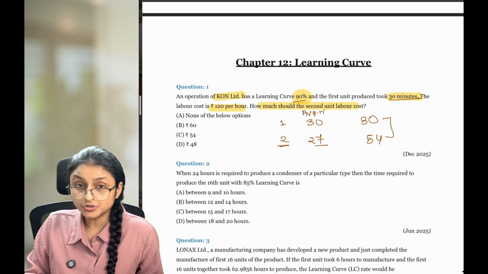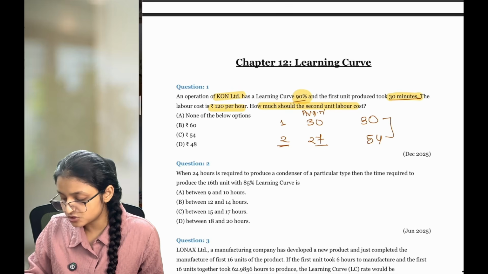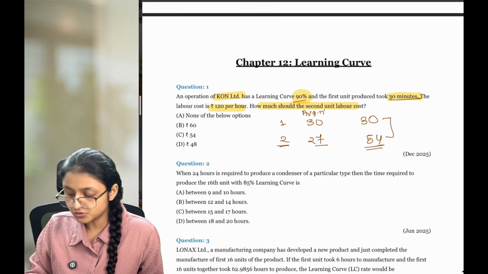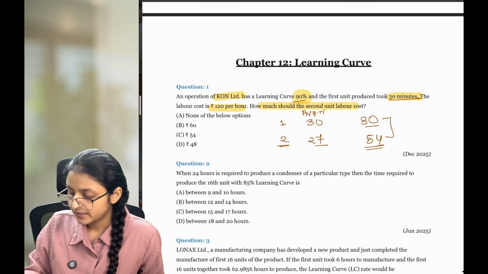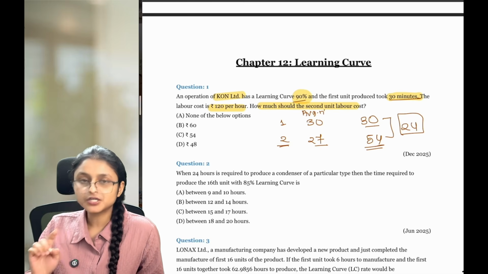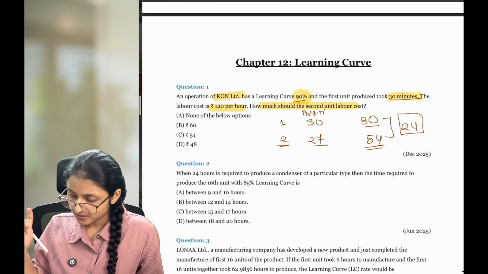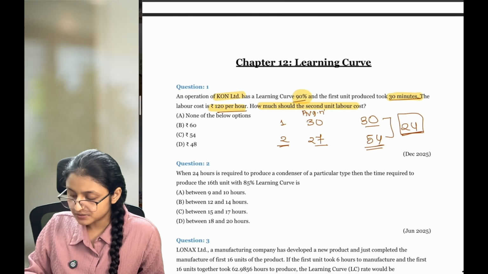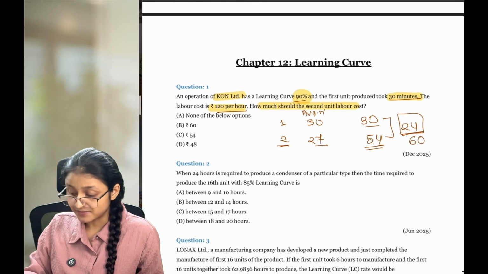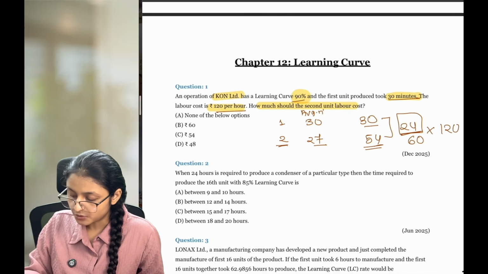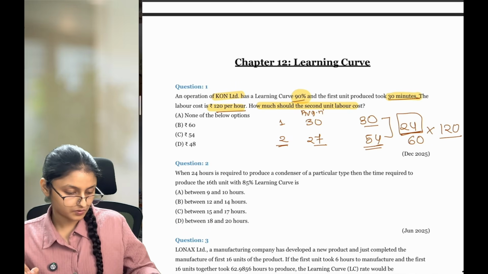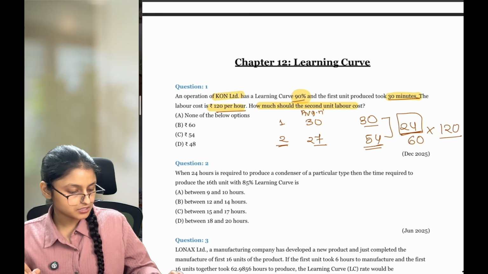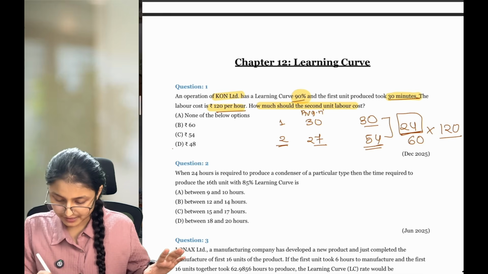That means for the second unit specifically, what is the extra time which you have taken? 54 for all the 2 units, for the first unit 30. Hence, for the second unit, we have taken 24 minutes. Okay? Now, 120 per hour is the rate applicable. If this is minutes, I have to first convert it into hours by dividing it by 60 and multiplying by 120 per hour. 24 divided by 60 into 120 will give you 48 as the cost.